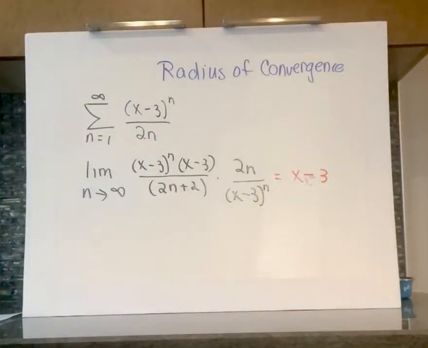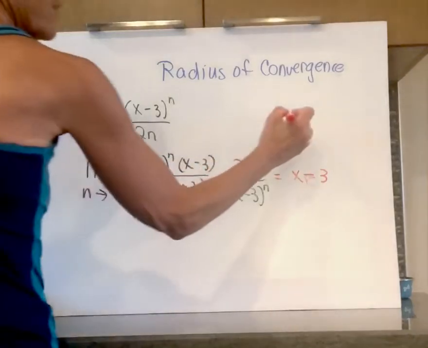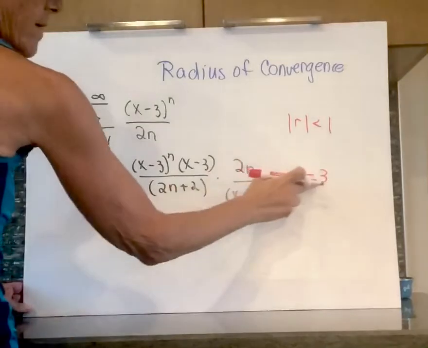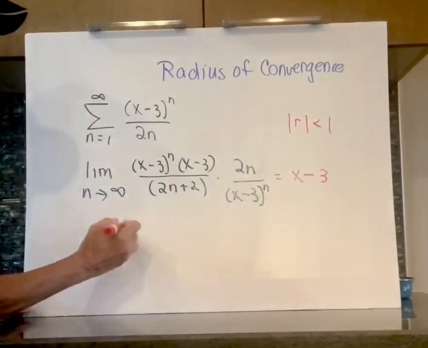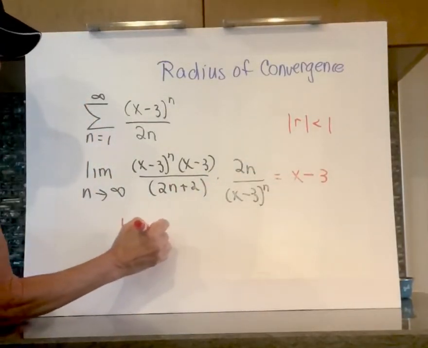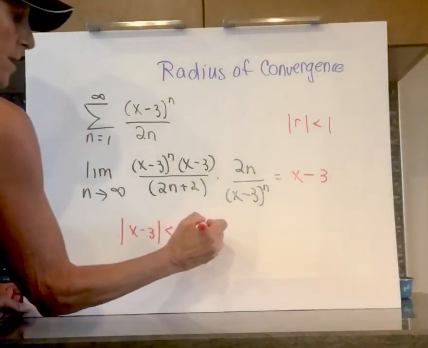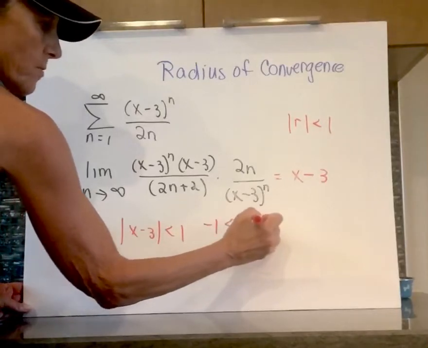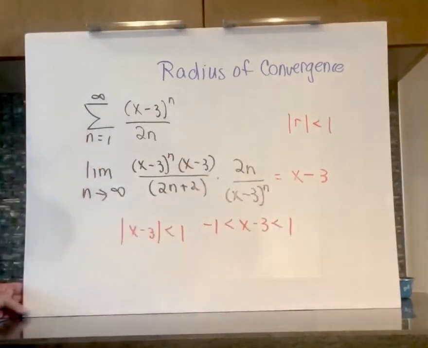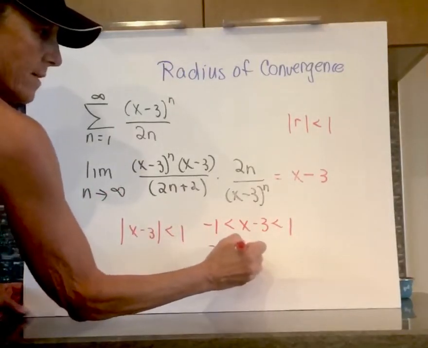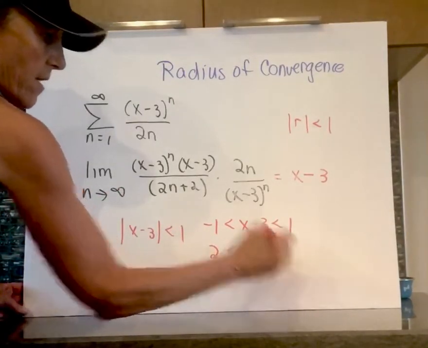Since it's coming from the ratio test, and the ratio test comes from geometric series, you know that a geometric series converges when this is true. So we're going to take our answer here and do that. Absolute value of x minus 3 is less than 1. That's the same as negative 1 less than x minus 3 less than positive 1, and add 3 everywhere, and you get 2 is less than x is less than 4.